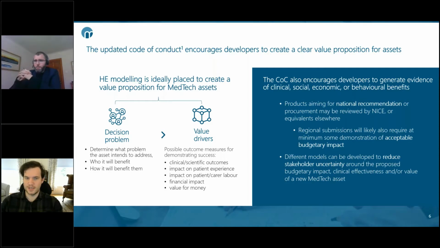And that's obviously on the decision problem there overall. Within that, of course, you're asking what is the value statement that you're trying to show here? What are the scientific outcomes and the clinical outcomes? What are the outcomes on patients and indeed on workforce or on patients' own pockets? The financial impact of the system as a whole, and the ultimate question: is this value for money? Is this device cost effective relative to the comparator? That is the be all and end all really of what health economics is about.